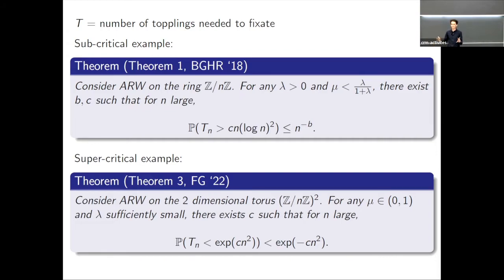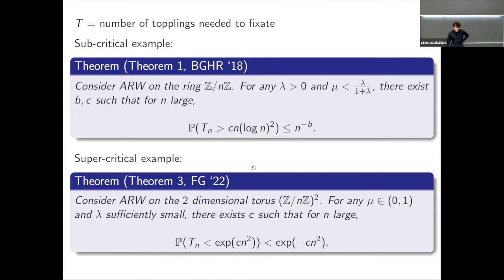Right, for a finite set, even if you're in the supercritical phase, you still fixate as long as you have less than the volume many particles. So that phase transition in an infinite domain is going to be replaced by a phase transition in the number of topplings it takes. And that's what these two theorems are saying.